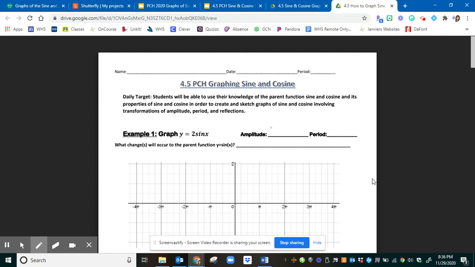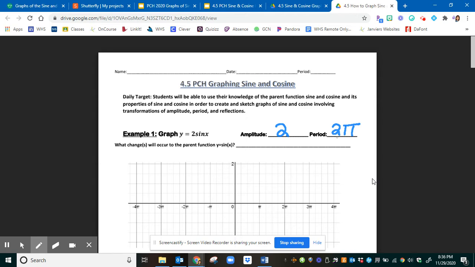So when I take a look at this, we're going to say what our amplitude is. We know that the amplitude is the absolute value of A. In this case, the A value is 2, so the absolute value of 2 is 2. So our amplitude is 2. And our period is 2 pi over b, which in this case is just 2 pi over 1. So our period is 2 pi. We notice that the period does not change.